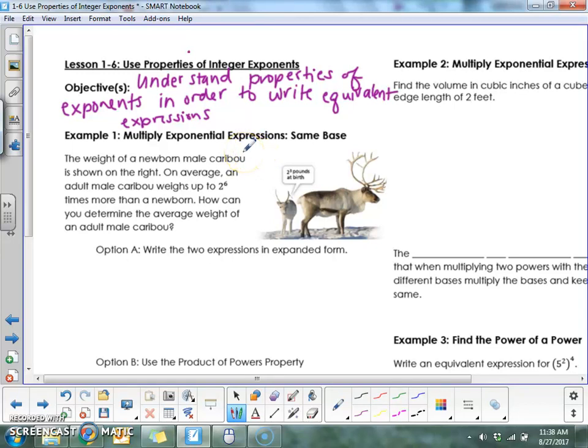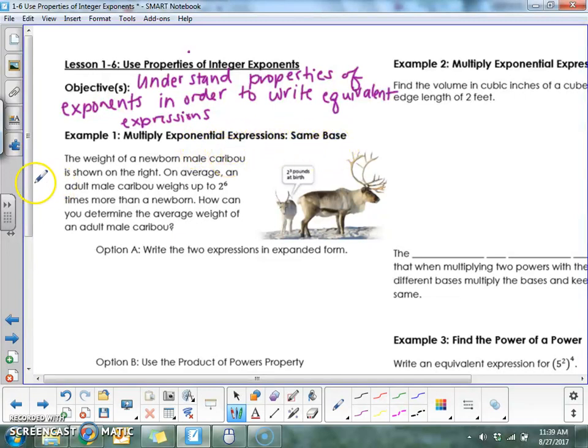Alright, lesson 1.6 was over using properties of integer exponents. So the objective was to understand properties of exponents in order to write equivalent expressions. I'm going to go through 4 different properties of integer exponents. We're going to do 2 more in the next lesson, but we're just going to start with the first 4 for this lesson. So for example 1, that's when you're multiplying exponential expressions that have the same base.